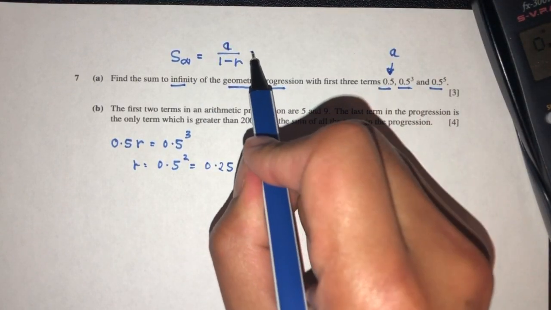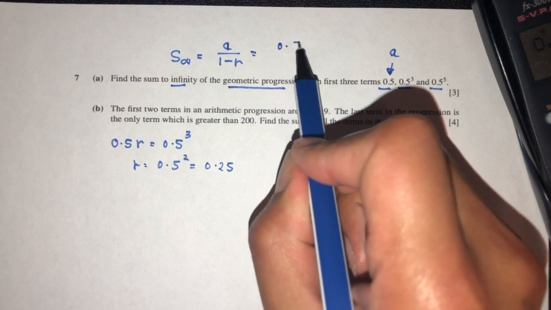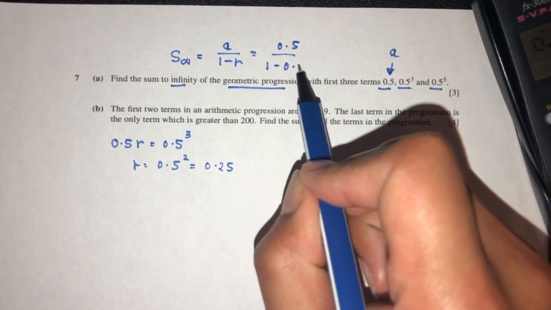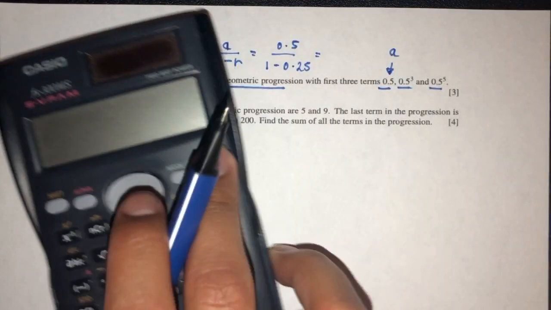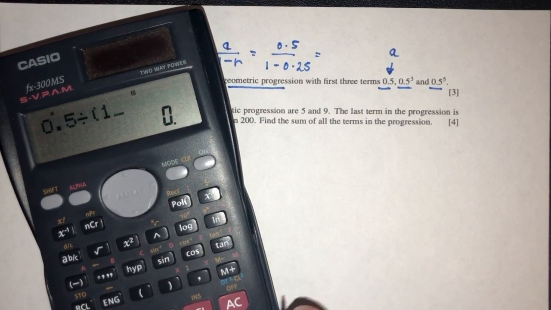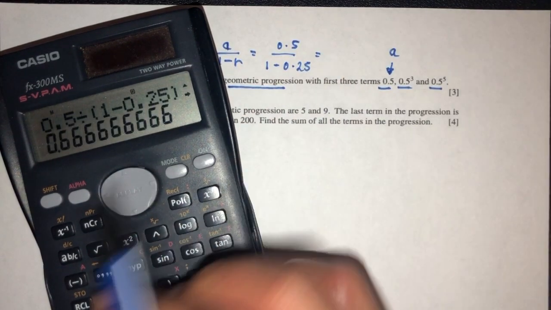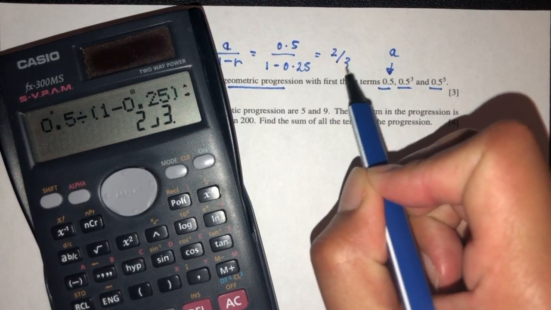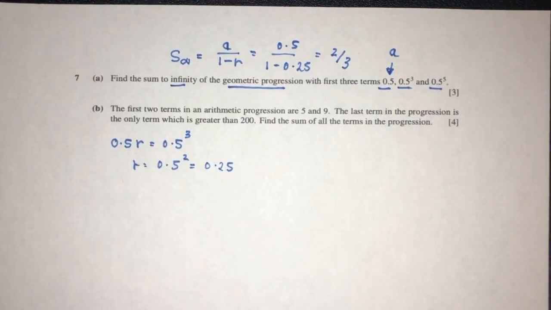Just replace back in the equation. a will be 0.5 over 1 minus 0.25, which should be what? Should be 2 over 3 as your sum to infinity. That is part 1 of the question.